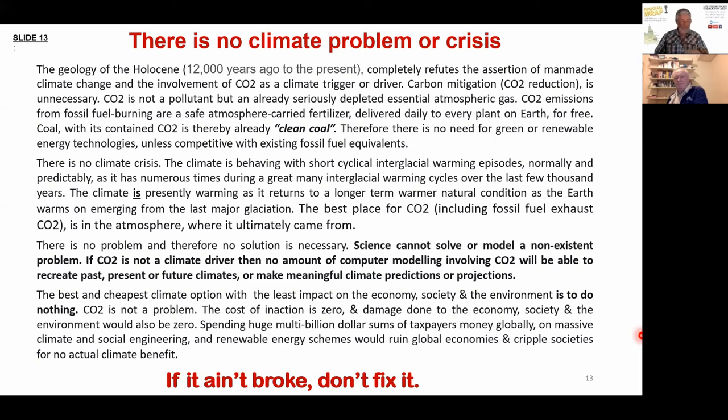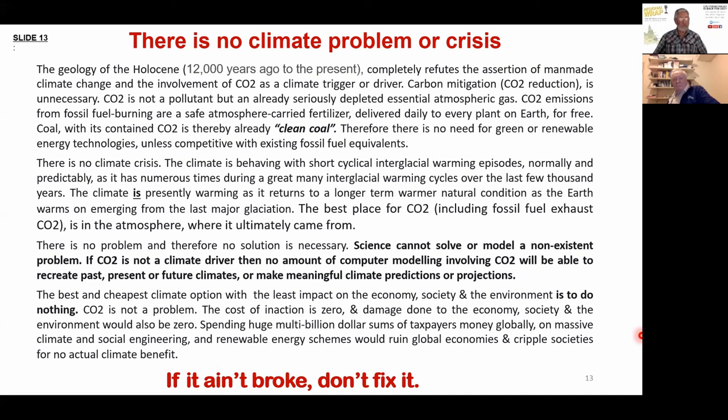Carbon mitigation, CO2 reduction, is unnecessary. CO2 is not a pollutant, but an already seriously depleted essential atmospheric gas. CO2 emissions from fossil fuel burning are a safe atmosphere-carried fertilizer delivered daily to every plant on Earth for free. Coal, with its contained CO2, is thereby already clean coal. Therefore, there is no need for green or renewable energy technologies unless competitive with existing fossil fuel equivalents.